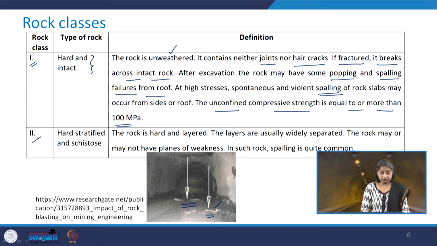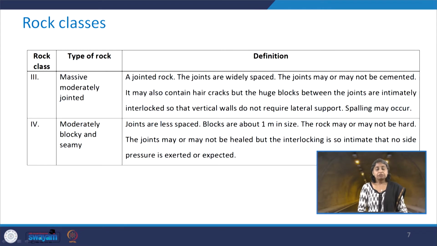Then the second rock class has the hard, stratified and schistose type of rock. In this case, the rock is hard and layered. The layers are usually quite widely separated. In this case, the rock may or may not have planes of weakness, and in such rocks, spalling is quite common.